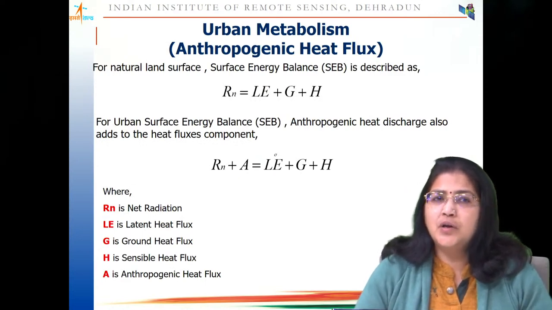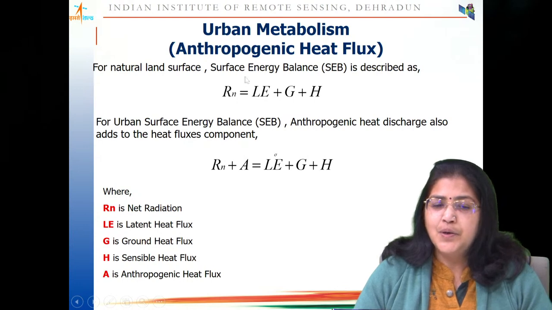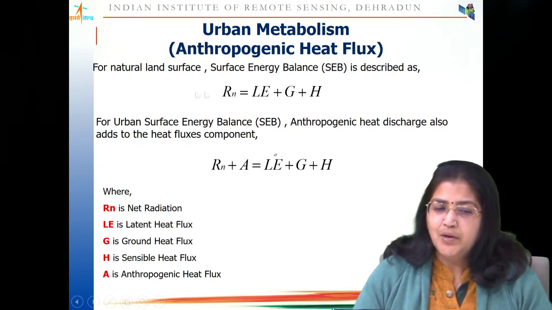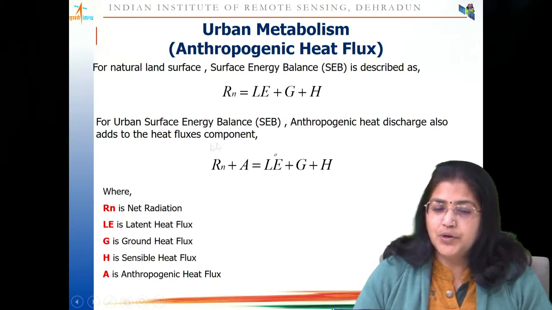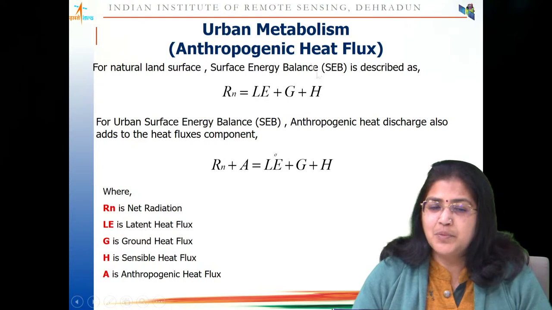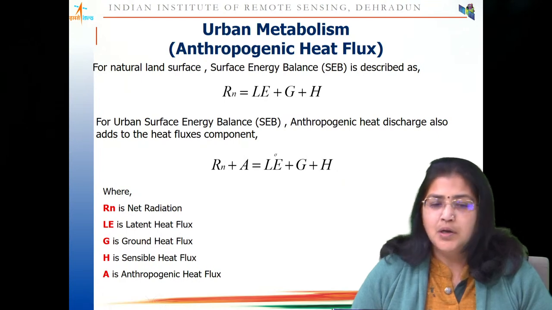Now the fourth aspect is urban activities or urban metabolism, that is anthropogenic heat flux. So we are aware that for a natural land surface, the surface energy balance can be described as a summation of latent heat flux, ground heat flux, and sensible heat flux, and that summation is equivalent to the net radiation. But for urban surface energy balance, one more component, anthropogenic heat discharge, is also added to the heat flux component. So based on this urban surface energy balance equation, we can compute urban metabolism using thermal remote sensing data.